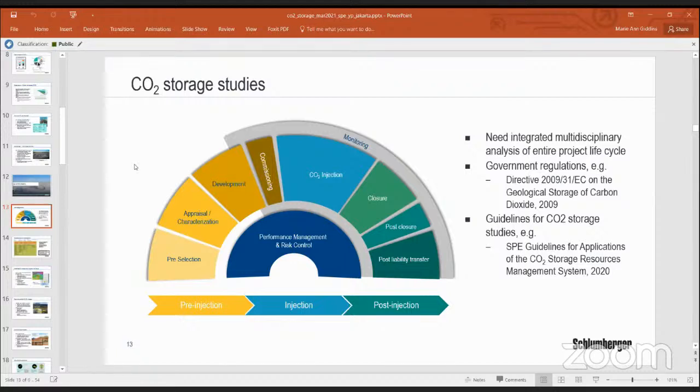So this is what is different compared to oil production processes. There are lots of government regulations on CO2 storage, which give guidance on the studies that are needed. And the SPE also publishes some guidelines for CO2 storage resource management. So these regulations indicate that dynamic modelling and understanding is of vital importance.